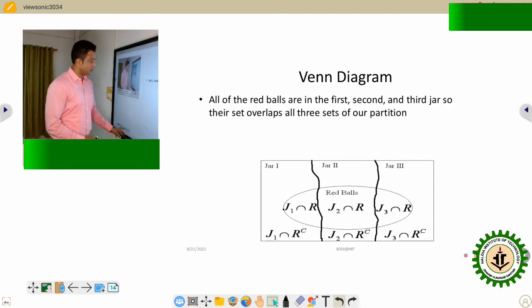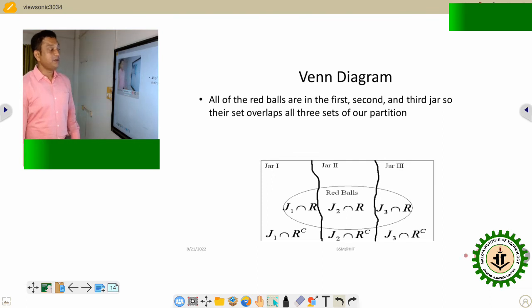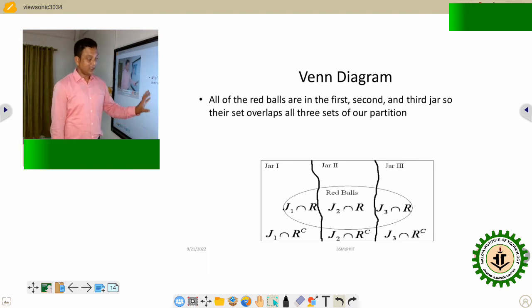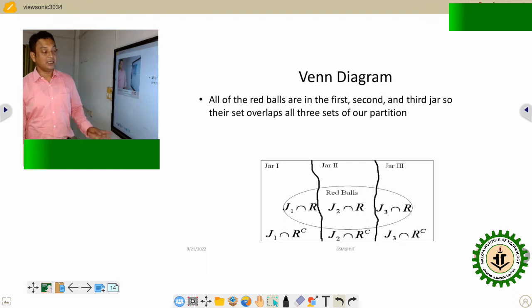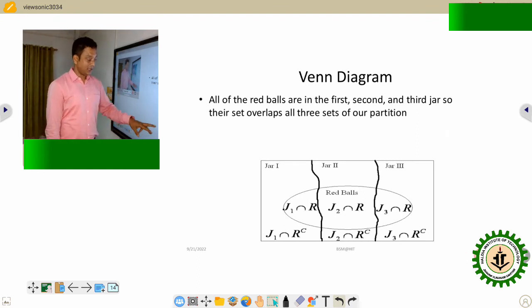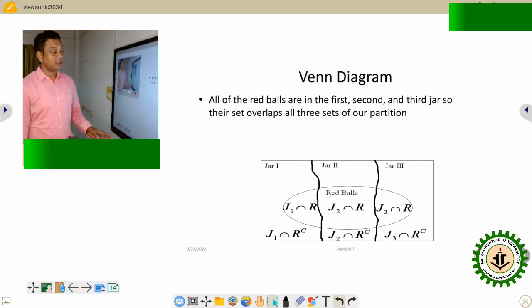Now if you are finding a red ball from jar 1, jar 2 or jar 3, that means you select jar 1, then take the red ball from it, or select jar 2, then take a red ball, or select jar 3 and select a red ball. In the same way, the event can be divided as selecting jar 1 and not a red ball, R complement, which can happen for jar 2 and jar 3 as well.